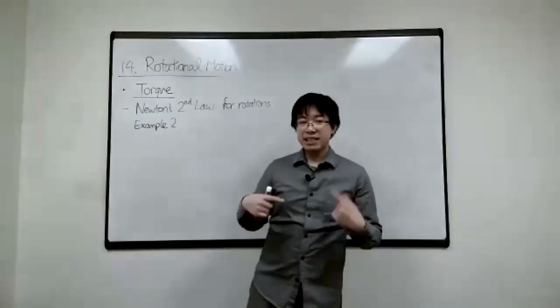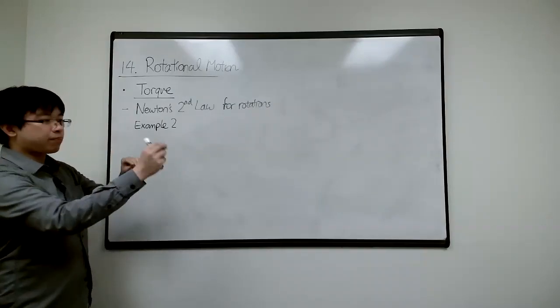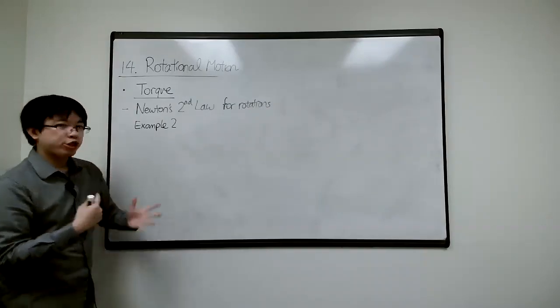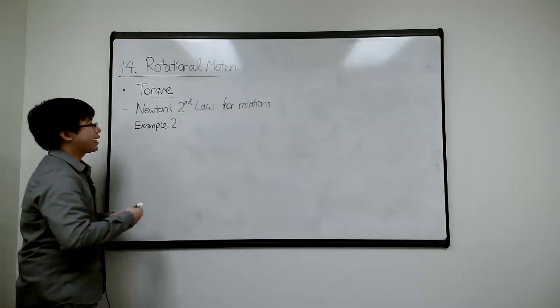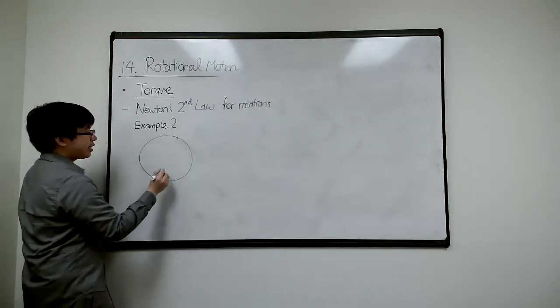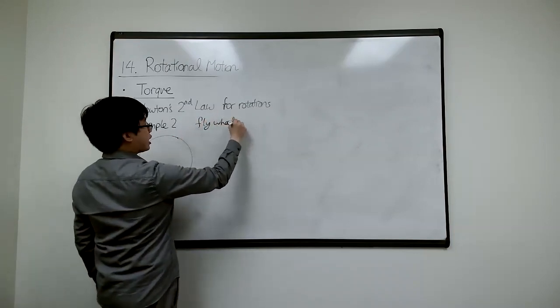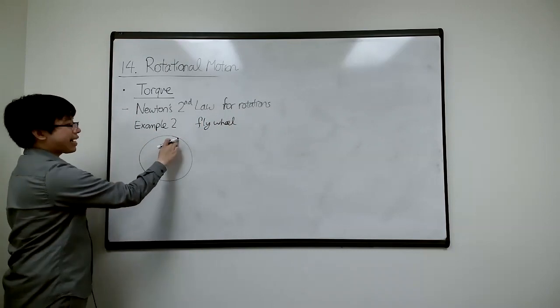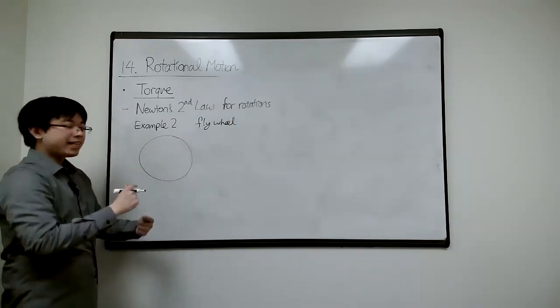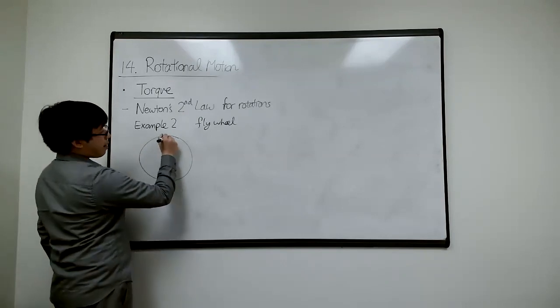Okay, so now let's look at a slightly different example, instead of just a point mass, and actually have something with a non-trivial moment of inertia. We'll look at, for example, what's called a flywheel. It's just a wheel that is very easy to spin, so it can spin around its axis, and we will apply a force.